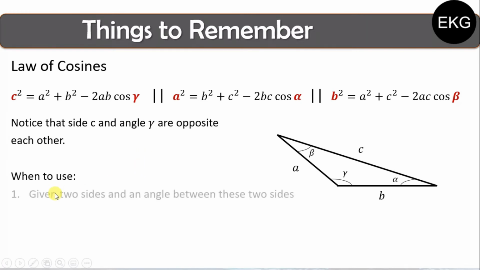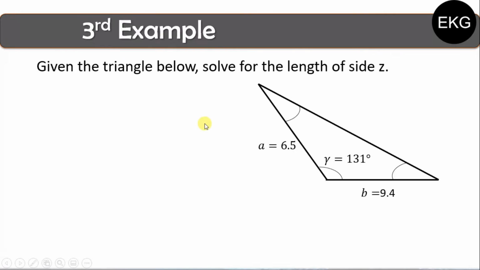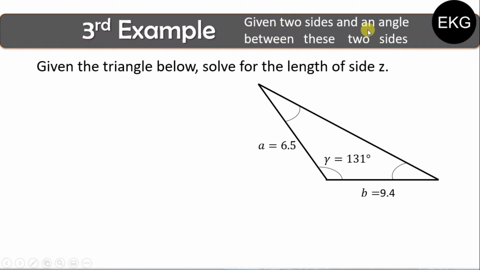So, kailan natin magagamit ito? When we are given two sides and an angle between these two sides. So, binigyan ka ng dalawang side, then an angle between these two sides, and pangalawa, when we are given all three sides. So, we'll have an example para makita natin itong application na to. So, given the triangle below, solve for the length of side Z. Okay? So, yung side Z natin is andito banda.